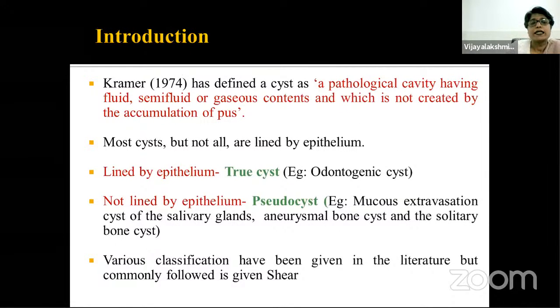It was way back in 1974 that Cremer defined a cyst as a pathological cavity having fluid, semi-fluid or gaseous content, and which is not created by accumulation of pus. And also, a cyst can either be lined by epithelium or not lined by epithelium. If it is lined by epithelium, it is referred to as a true cyst. And most often, true cysts are of odontogenic origin. There are a few non-odontogenic cysts which are lined by epithelium.